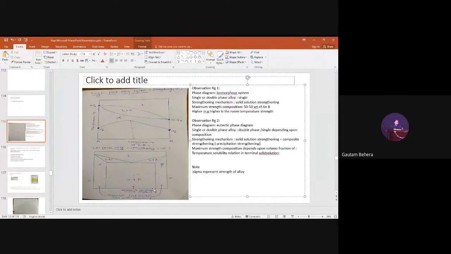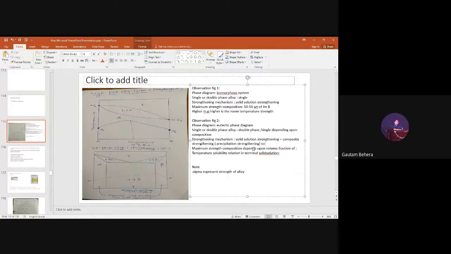The strength of the alloy depends upon the beta phase, and actually depends upon the distribution of the beta phase and its volume fraction. How much volume fraction of beta phase is present, how they are distributed, and what their size is. Have you understood? It depends upon the size and shape, upon the nature of the phase, whether it is hard or soft, and also upon the volume fraction of beta present in this alloy.